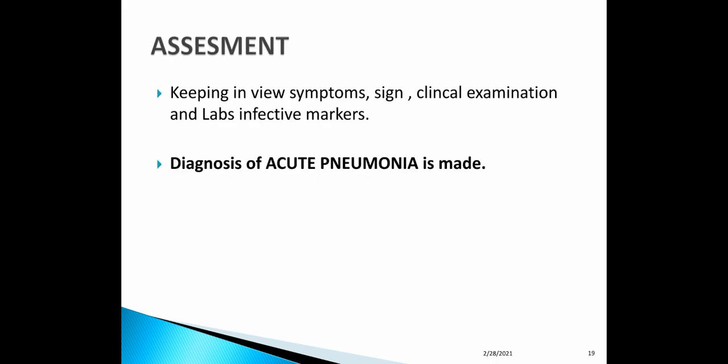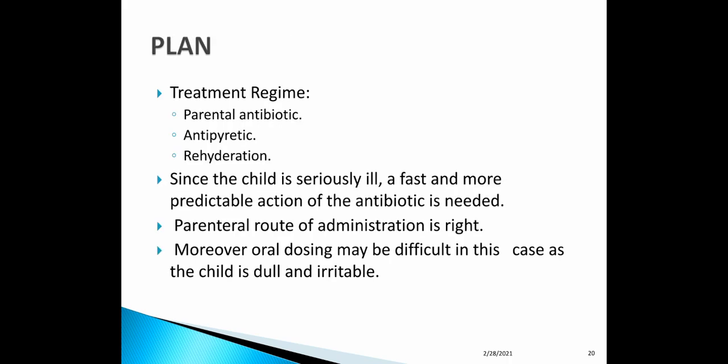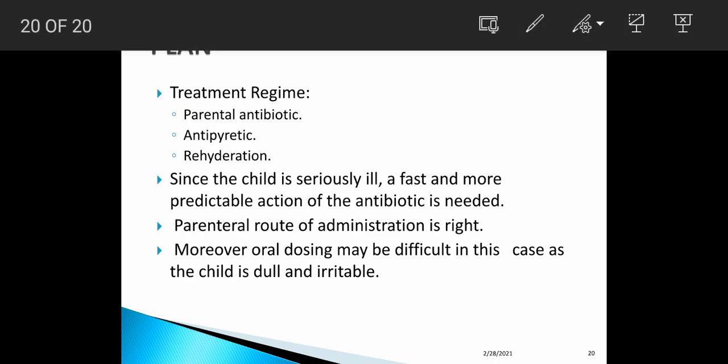Assessment: keeping in view the symptoms, signs, clinical examination, and lab infective markers, the diagnosis of acute pneumonia is made. Plan: the treatment regimen involves a parenteral antibiotic and treatment of dehydration. Since the child is seriously ill, a fast and more predictable action of the antibiotic is needed. The parenteral route of administration is right. Moreover, oral dosing may be difficult in this case as the child is dull and irritable. Thank you.